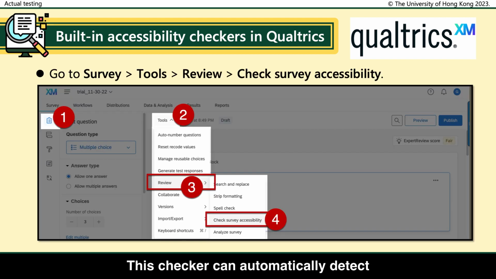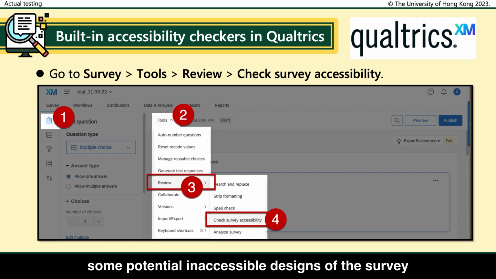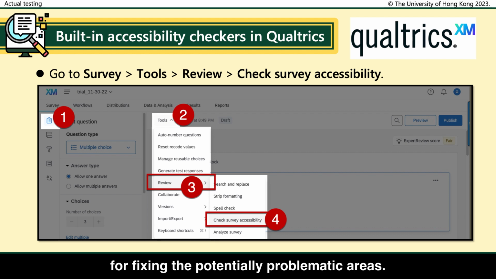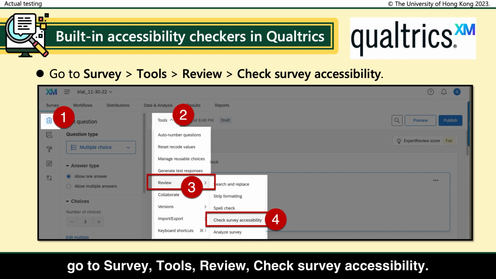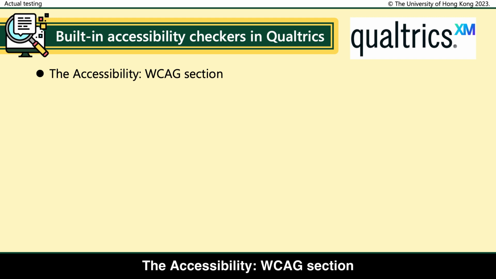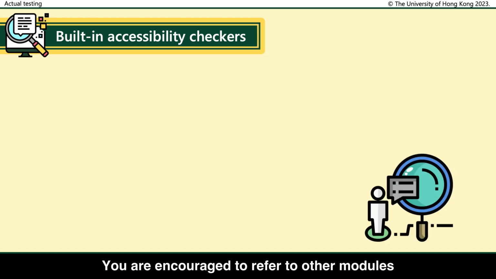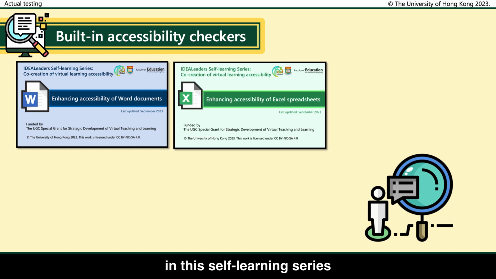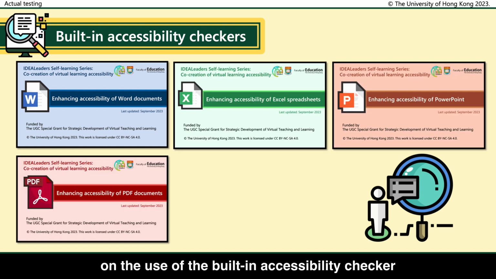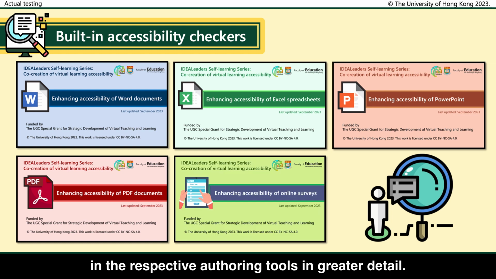The next example is the built-in accessibility checker in Qualtrics. This checker can automatically detect some potential inaccessible designs of the survey and provide suggestions for fixing the potentially problematic areas. To run this checker in Qualtrics, go to Survey, Tools, Review, check Survey Accessibility. The Accessibility WCAG section will list out some potential accessibility issues in the survey design and suggested solutions. You are encouraged to refer to other modules in this self-learning series on the use of the built-in accessibility checker in the respective authoring tools in greater detail.